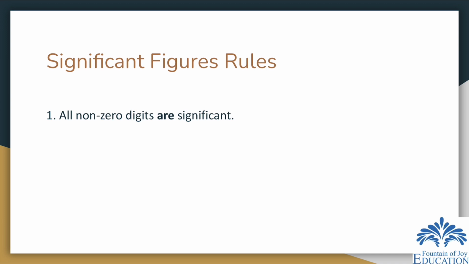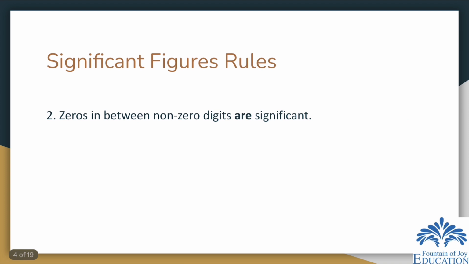Number 1, all non-zero digits in a number are significant. Here's an example. The number 345 has 3 non-zero digits. Therefore, they are all significant. And the number 345 has 3 significant figures.